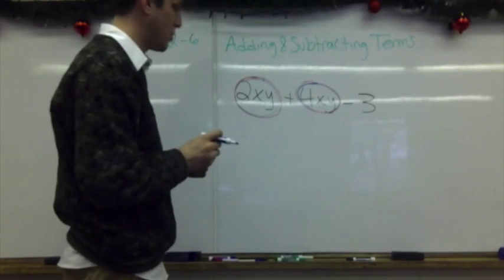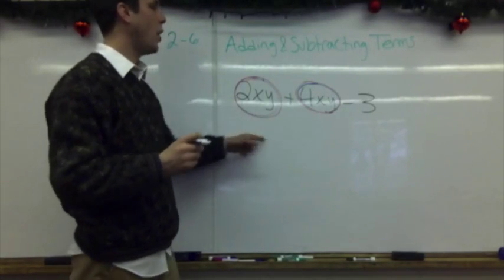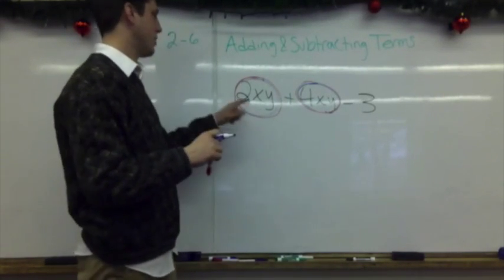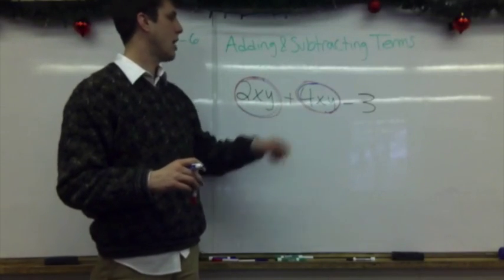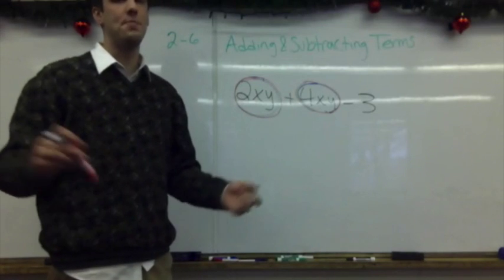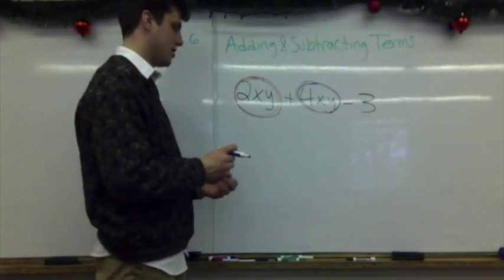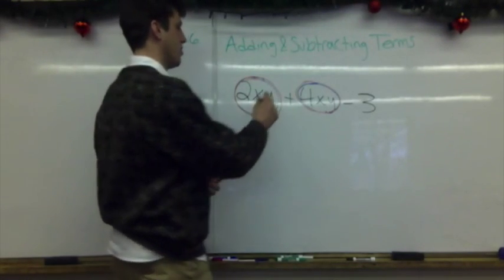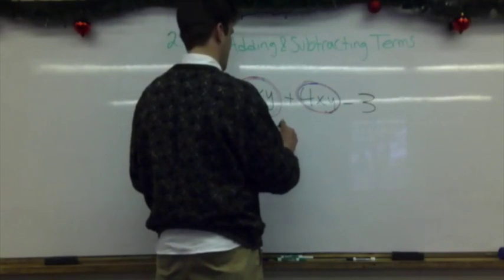And the blue and the red make purple. Therefore, these are both purple statements, which means we have 2 cups of purple, 4 cups of purple, or we have 2xy plus 4xy. Those are the same term. Therefore, we should have 6xy.